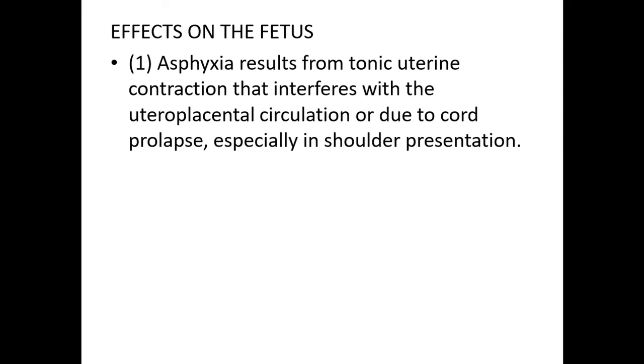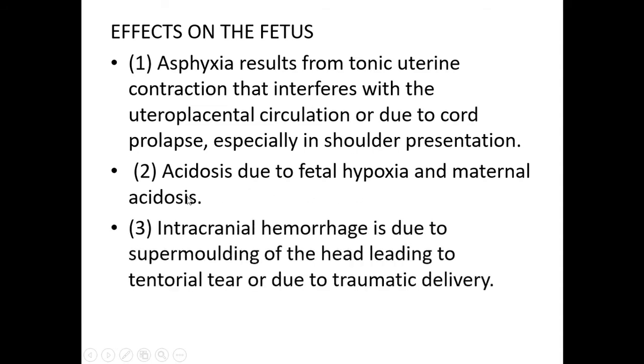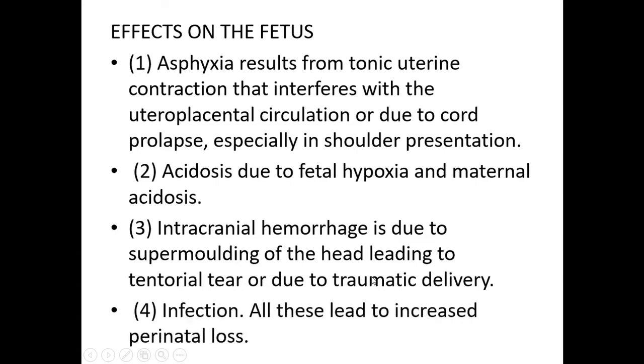Effects on the fetus include, first, asphyxia, resulting from tonic uterine contraction. It interferes with uteroplacental circulation, or is due to cord prolapse, especially in a shoulder presentation. Acidosis is due to fetal hypoxia and maternal acidosis. Intracranial hemorrhage is due to supermolding of the fetal head leading to a tentorial tear, or due to traumatic delivery.